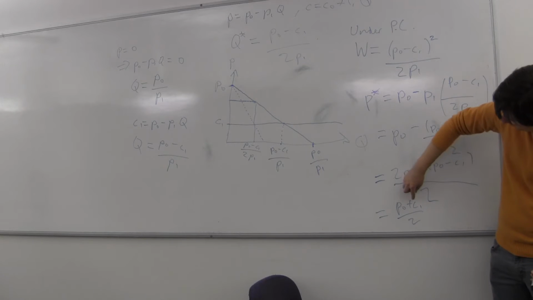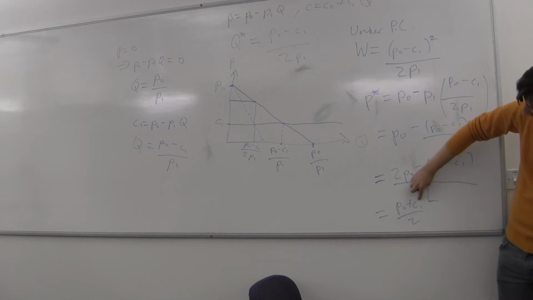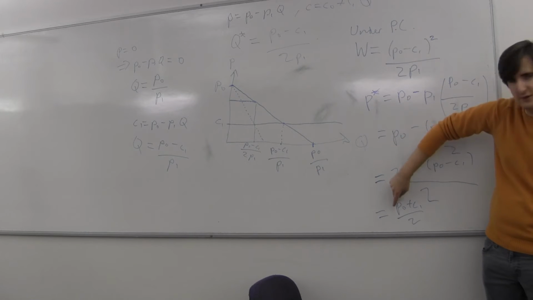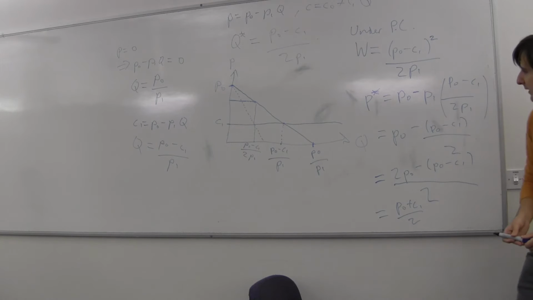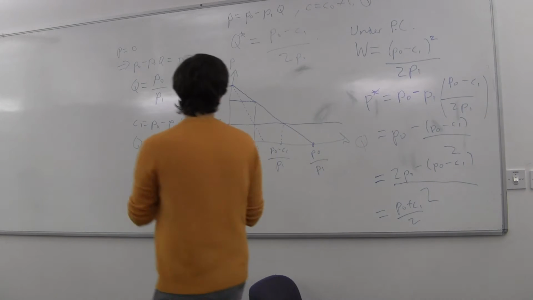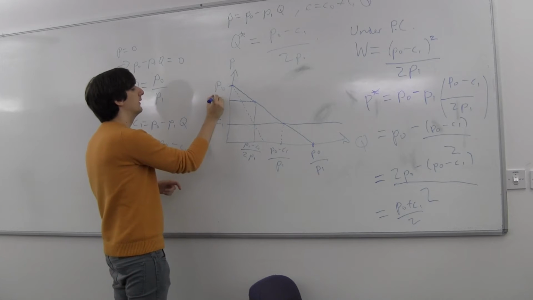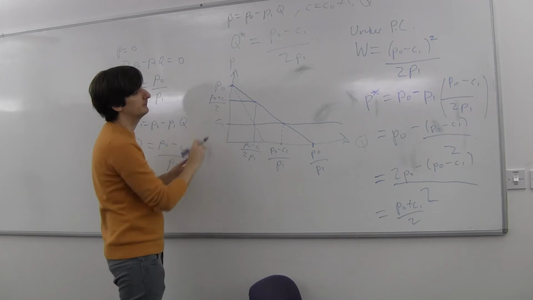And it makes sense, right? The price is increasing in the marginal cost. It's increasing in this kind of valuation term. So we found this point on the graph now. This is P0 plus C1 divided by 2.